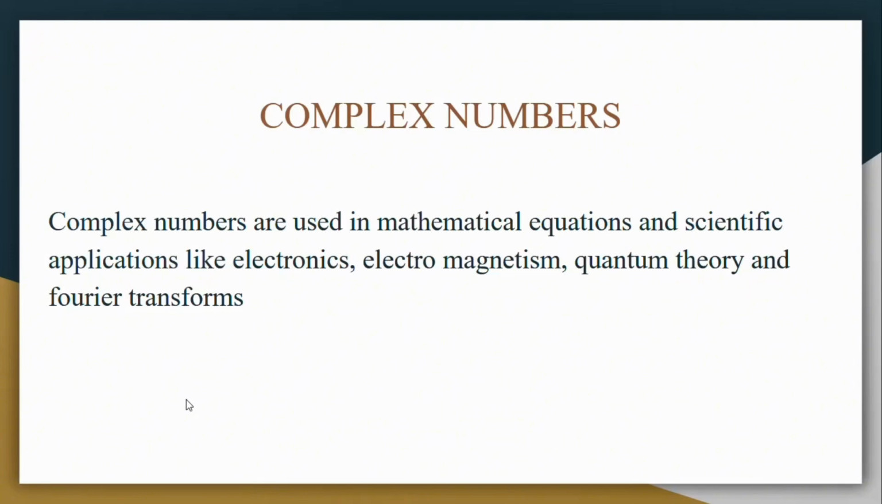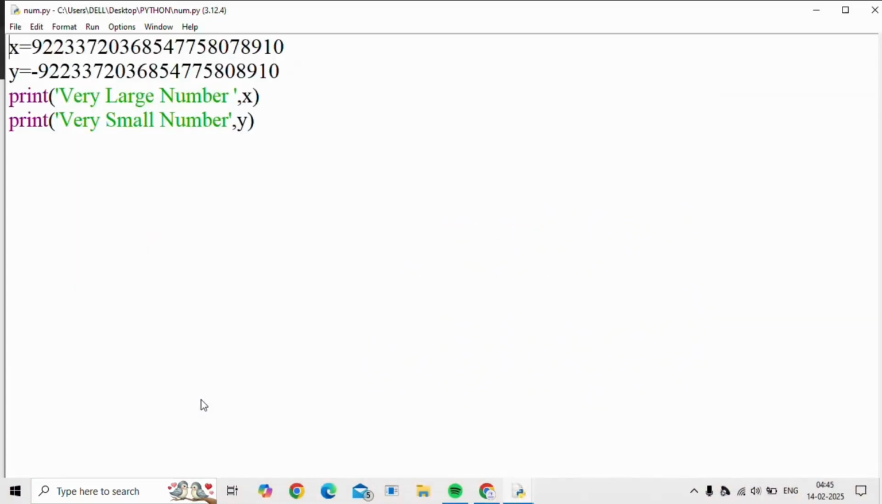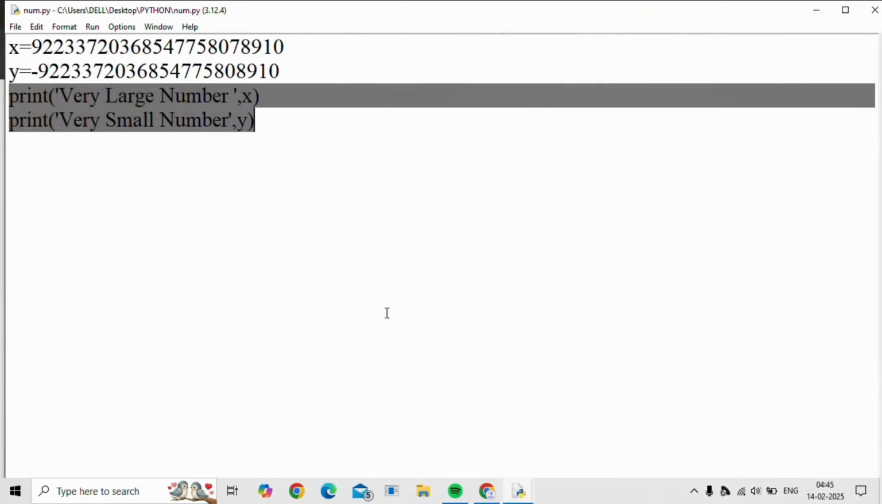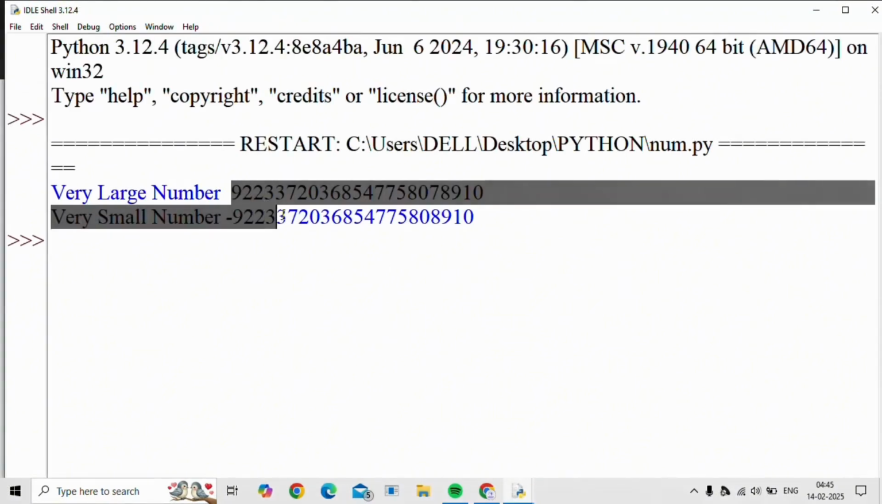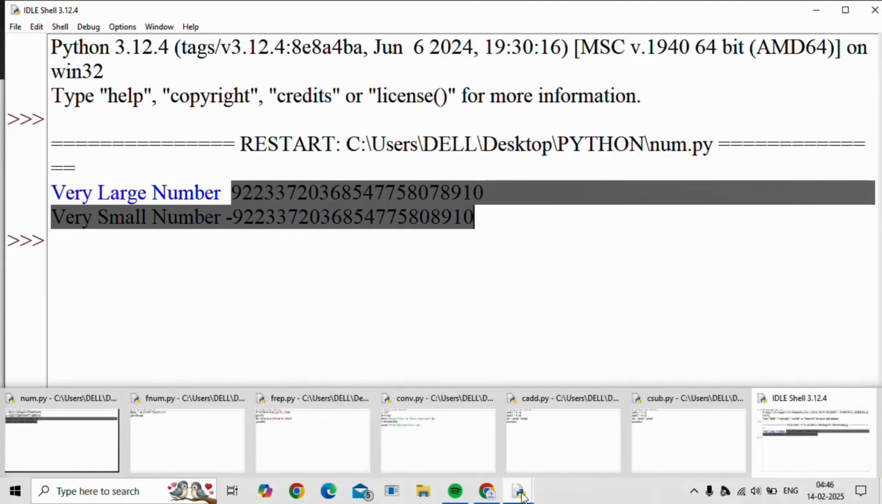Now we can move on to the example programs. In the first example program, we declare two variables x and y. The variable x contains a very large value, and the variable y contains a very small value. When we print these values by using the print statement, the values will be printed as they are. There will be no truncation. When we execute the program, the values will be displayed as they are. Truncation of values won't happen.